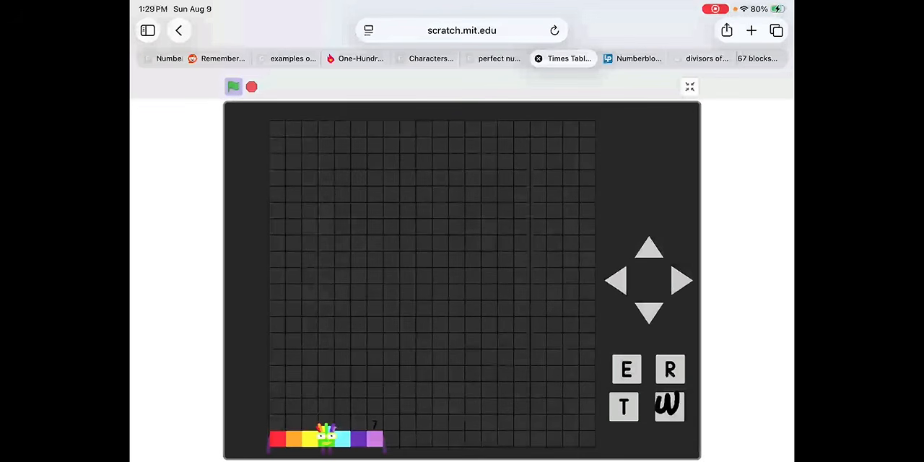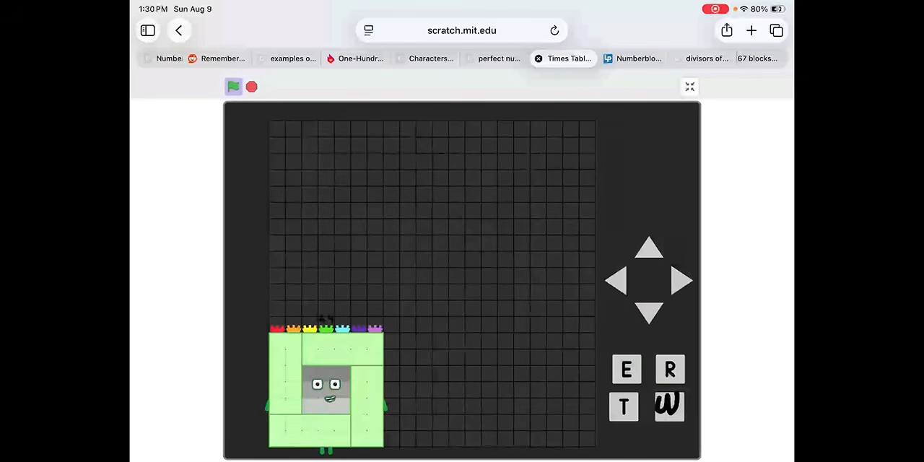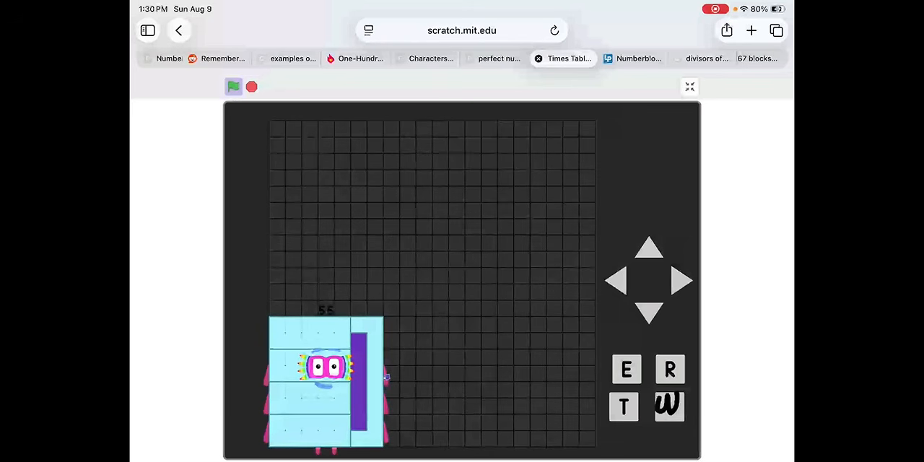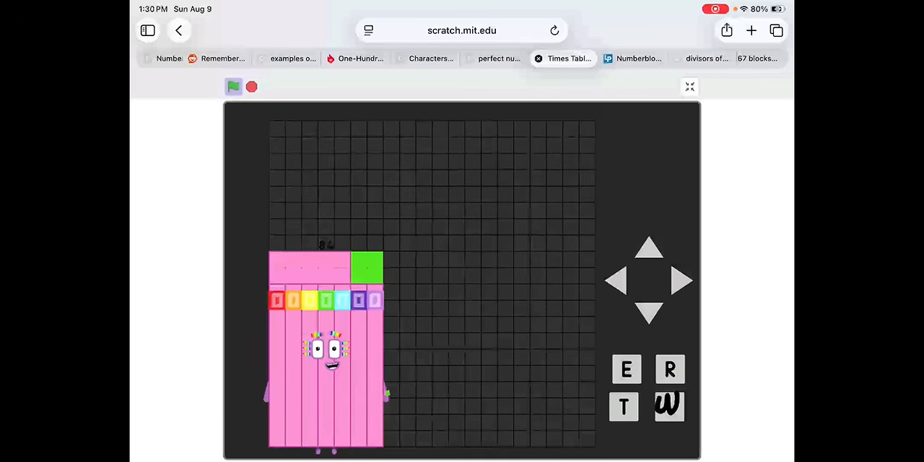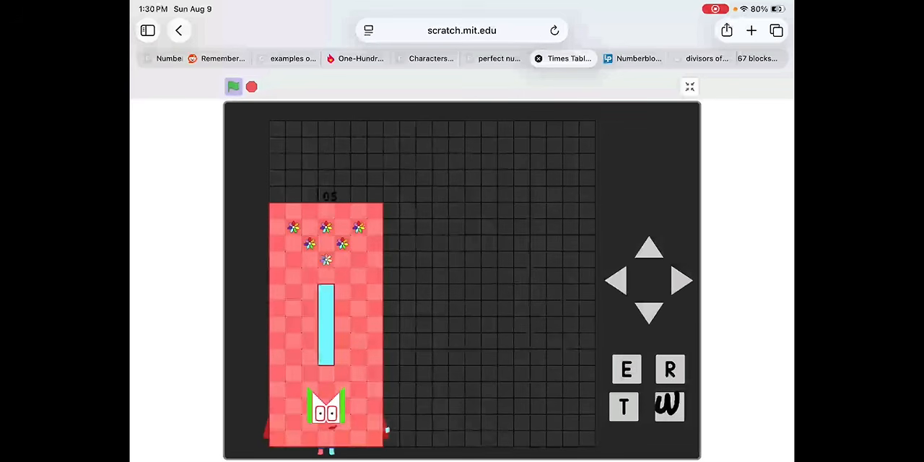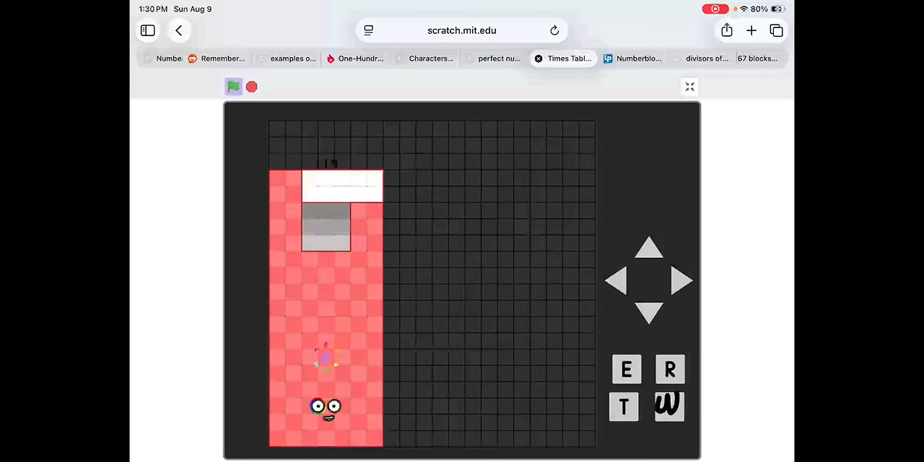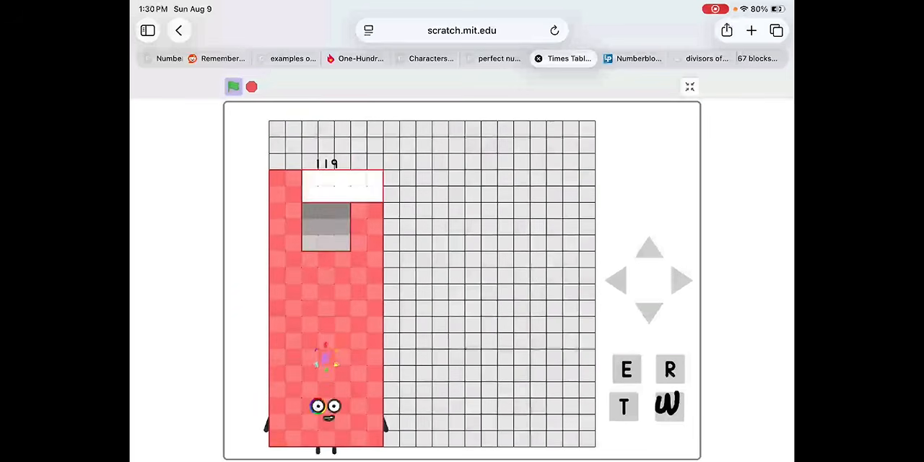Next is the 7 times table. Here we go. 7, 14, 21, 28, 35, 42, 49, 56, 63, 70, 77, 84, 91, 98, 105, 112, 119, 126, 133, 140.